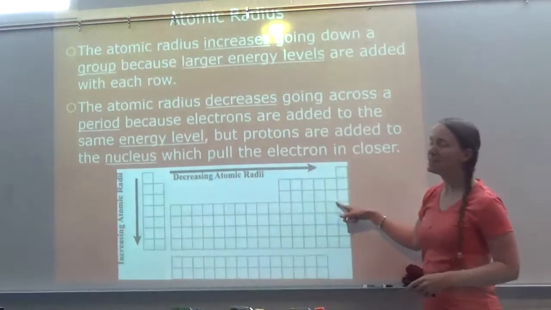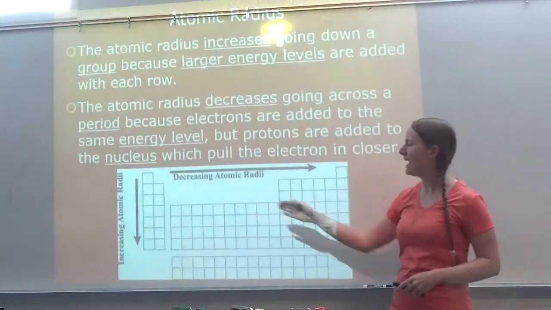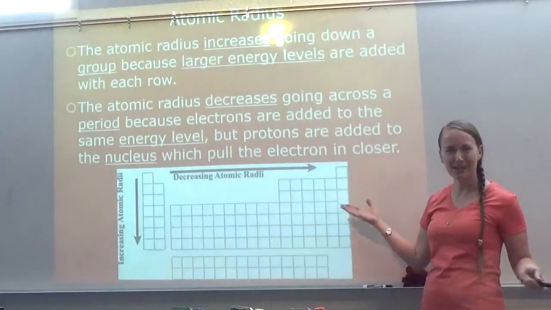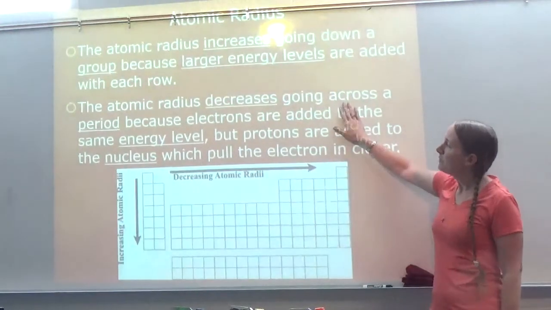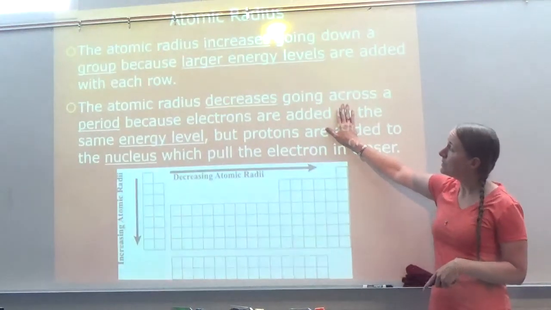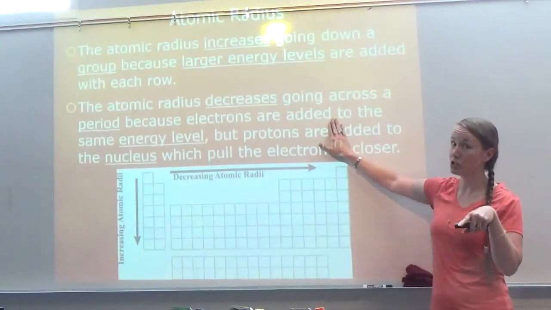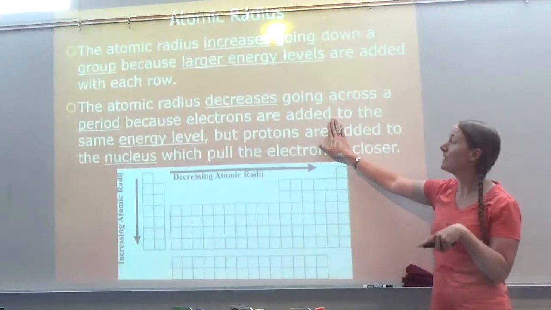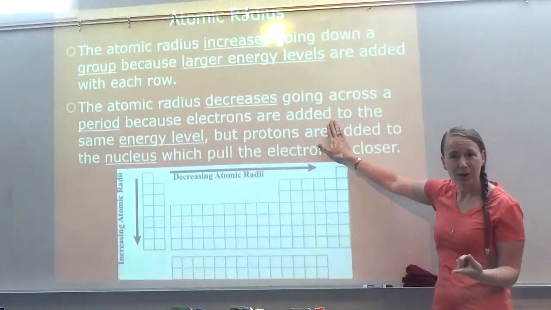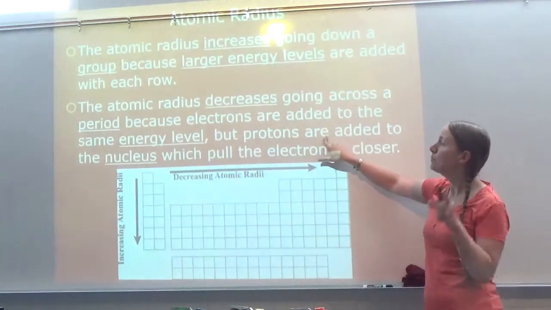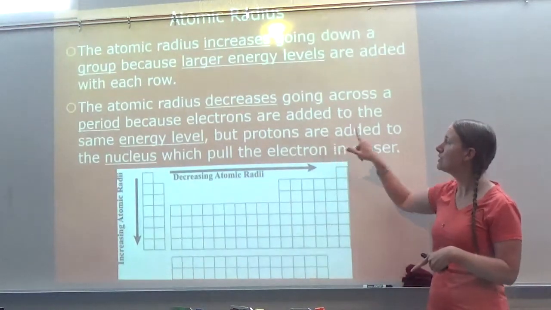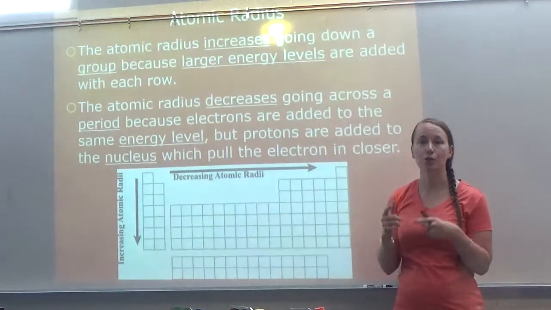Now, it's the across that's a little bit tricky because you think, well, you're adding a proton and an electron each time. Why isn't it getting bigger? Well, the atomic radius decreases going across a period because electrons are added to the same energy level. So the energy level itself is not getting any bigger. You may think, well, then why doesn't it stay the same? But protons are added to the nucleus, which pull the electrons in closer.